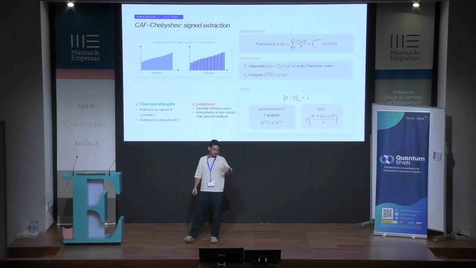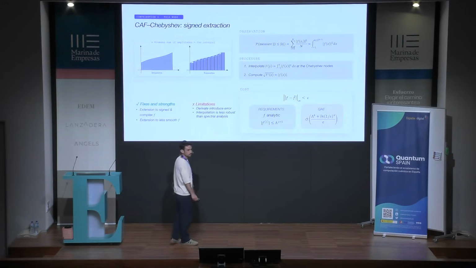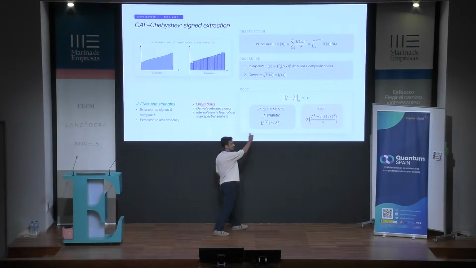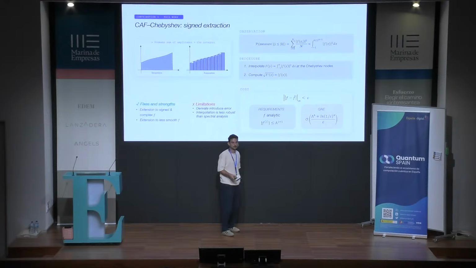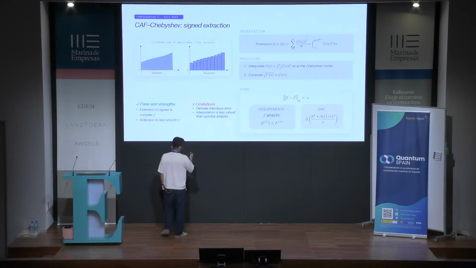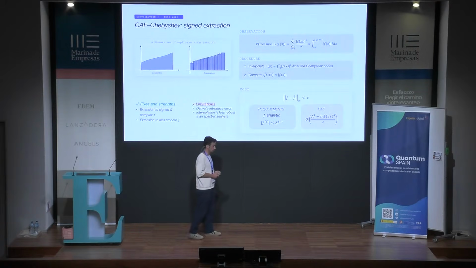So my contribution is to extend this to any type of function that is not analytic, that can be just smooth. And using the Hadamard test instead of measuring, we can extend it to complex numbers, not just positive functions. Well, there are some limitations. One of them is that the derivative introduces some error; that is the classical part of the algorithm. And that interpolation is less robust than spectral analysis, as I explained before.